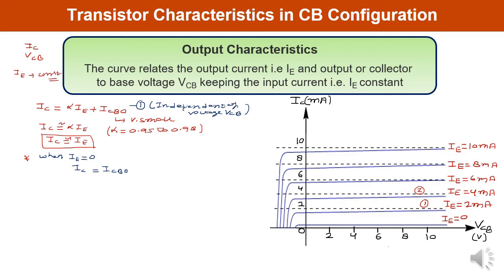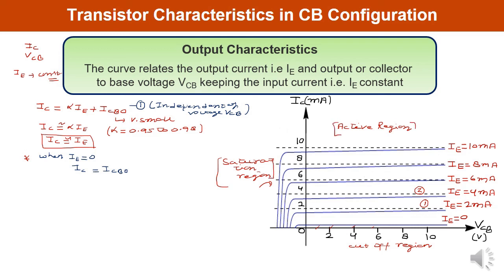Here you can observe that there are three possible regions in this case. One is the active region. Second, which you can observe below this IE equal to 0, is the cutoff region. And third is the saturation region. How to understand these points?